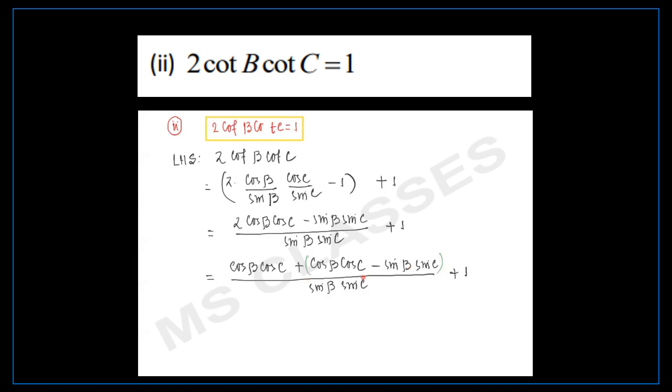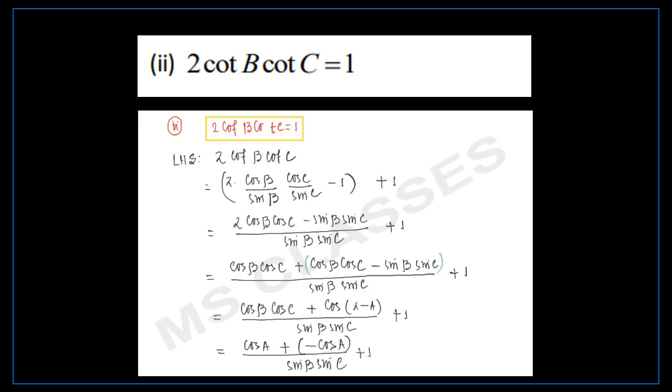So we can write here cos B cos C plus cos pi minus A, whole divided by sin B sin C, plus 1. Now children, according to the given question, this is cos A plus minus cos A, by sin B sin C, plus 1. Now this is 0, so answer is 1.